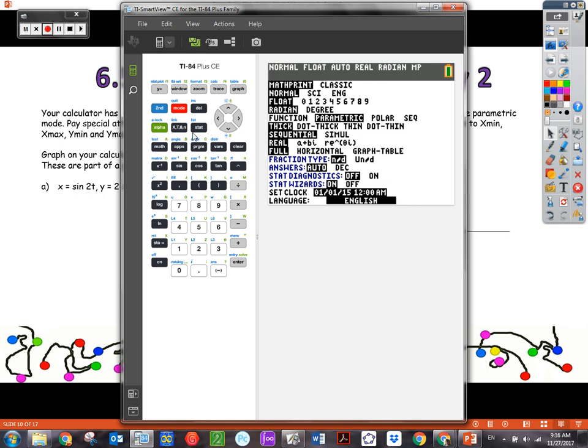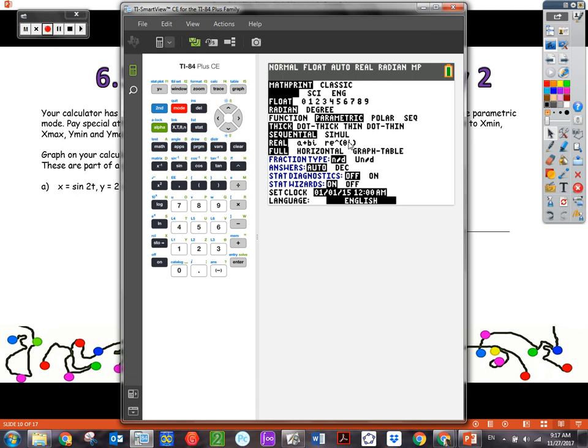You don't have to change the variable. The calculator automatically does that for you. So when you press this button, you're going to get whichever variable whose mode you're in. You don't have to change it to a capital T. It's going to be there already. So we need to be sure we're in parametric mode, and we also need to be sure we're in radians, because if you're in degrees, it's not going to graph it properly. So we need parametric and we need radians.